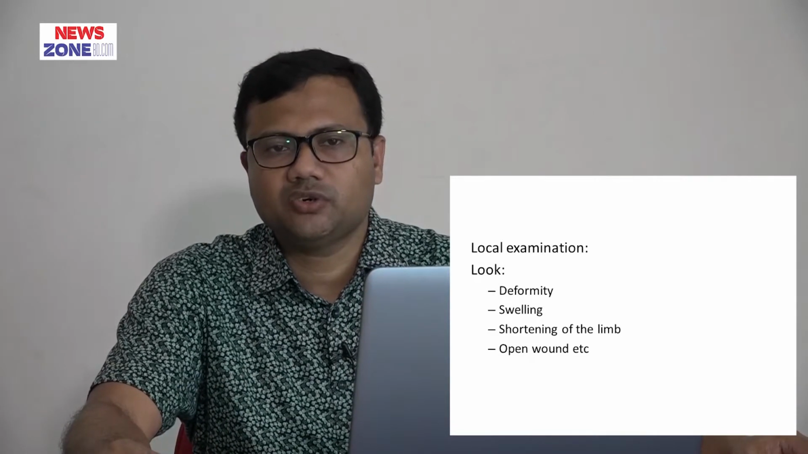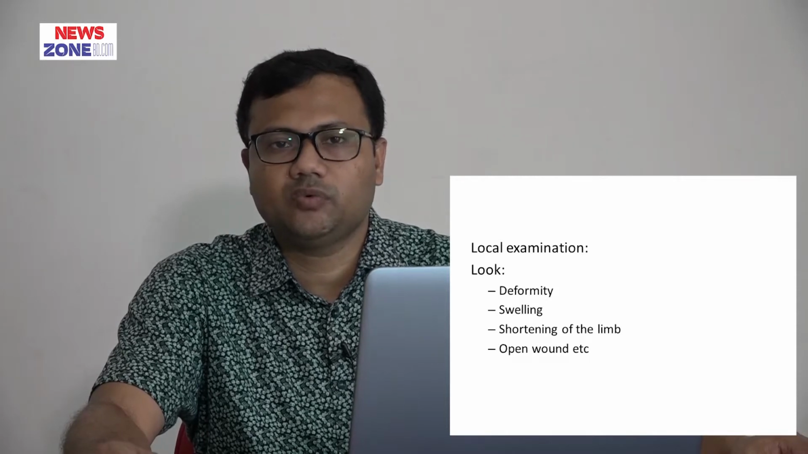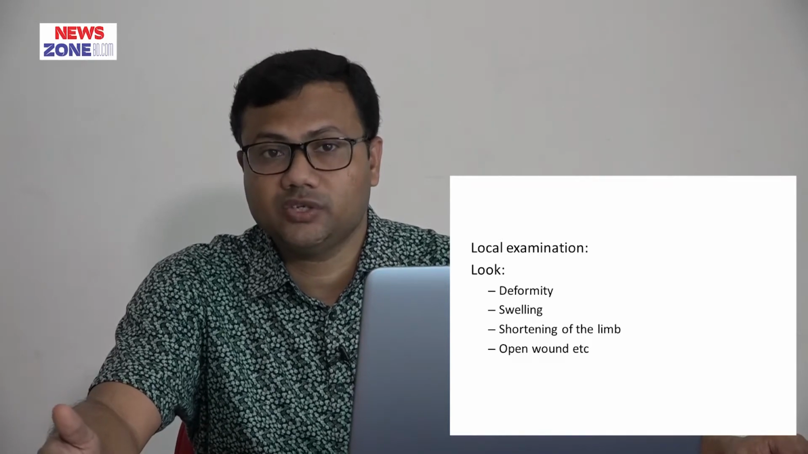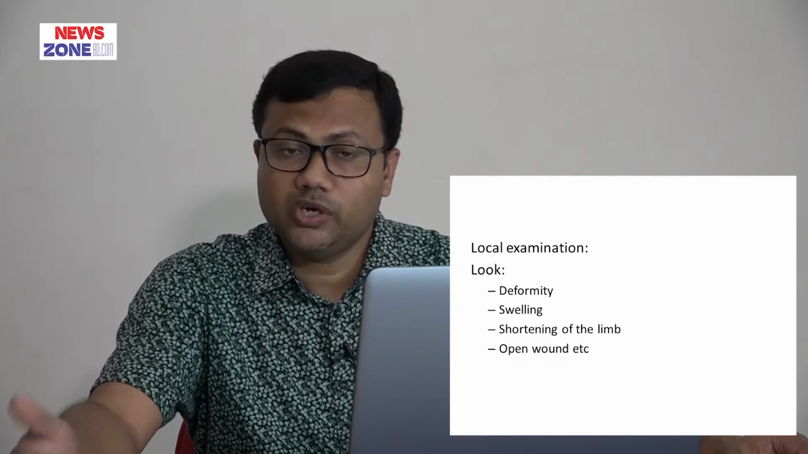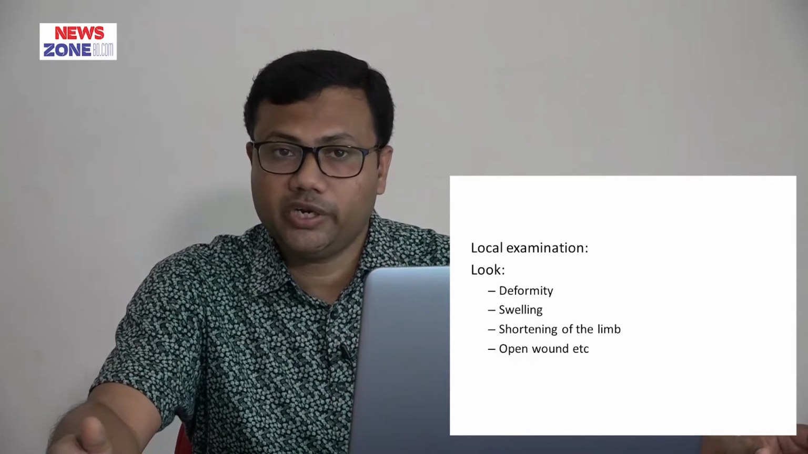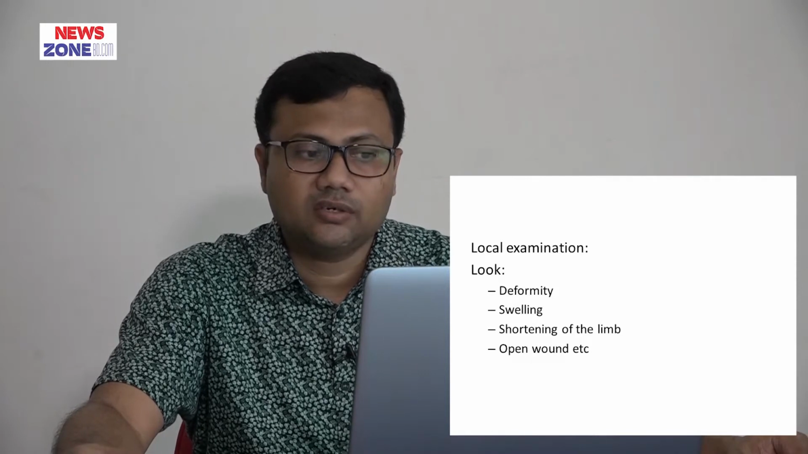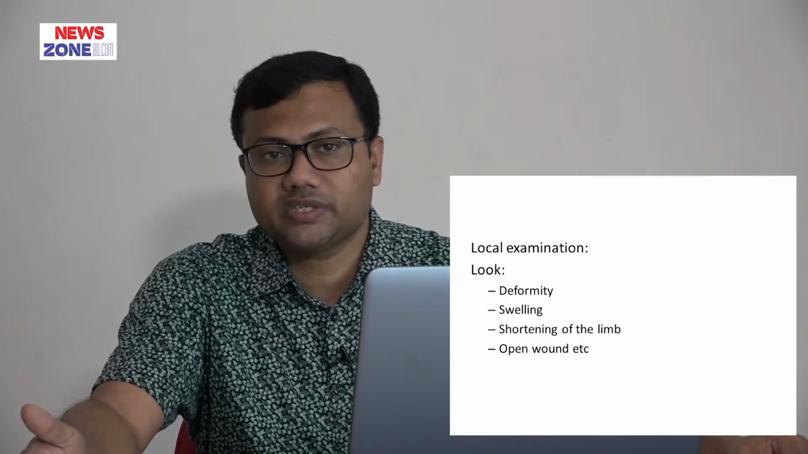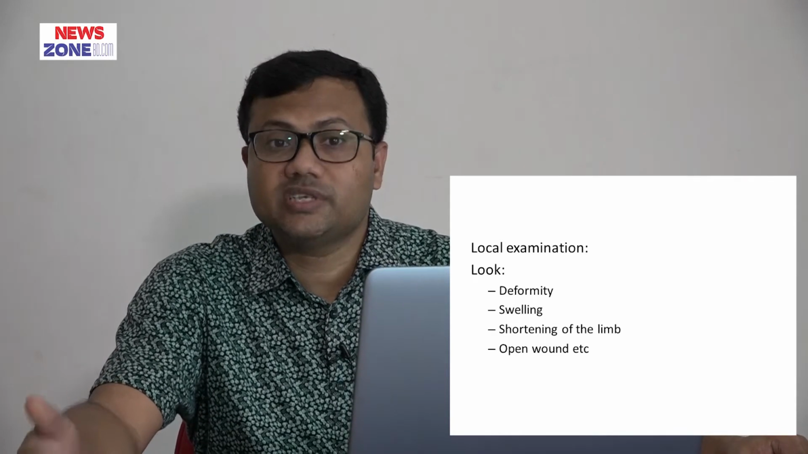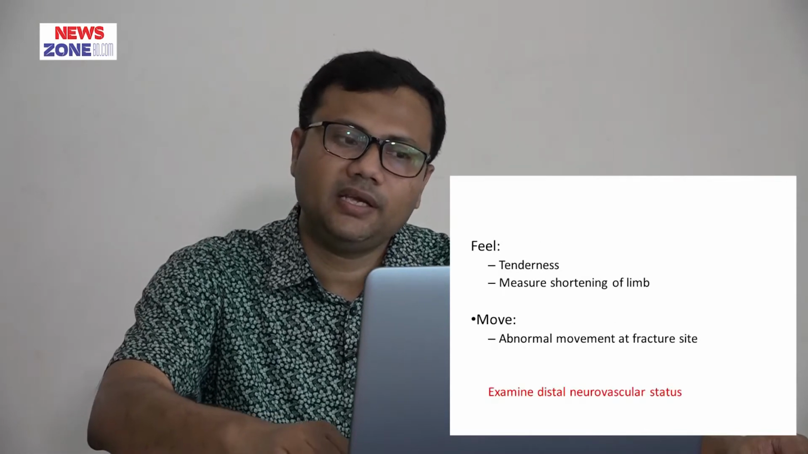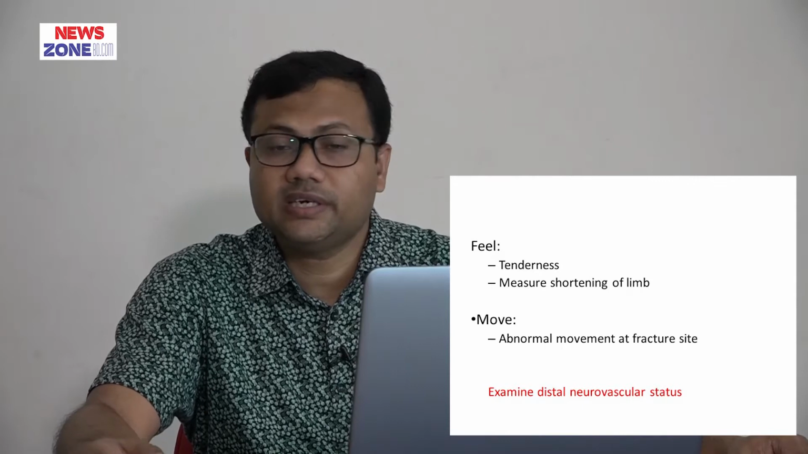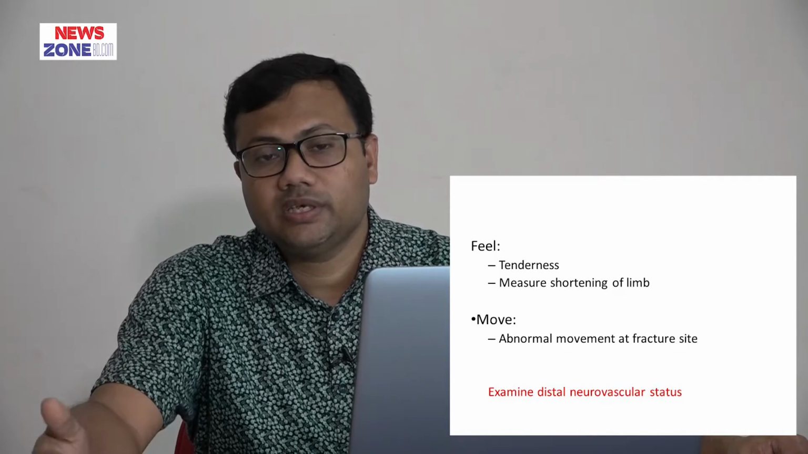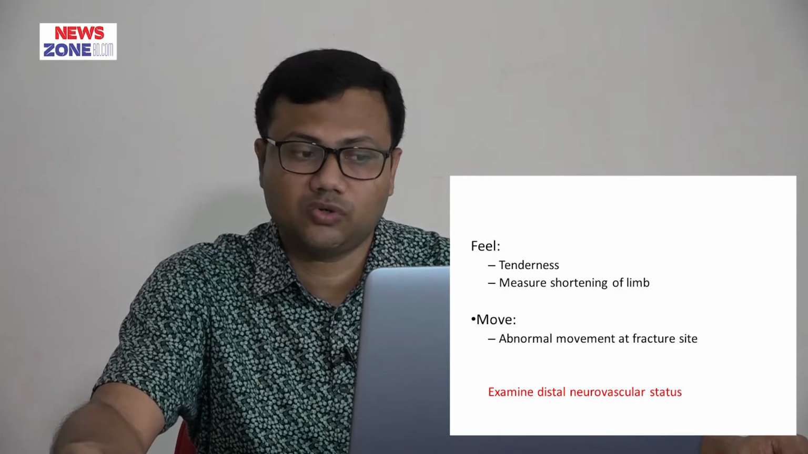In local examination, first of all, in look, what problems we can see: there may be a deformity in the thigh region, there may be some angulation, swelling will be present, there will be shortening of the limb, and we should look whether there is an open wound or not, whether it is an open fracture or closed fracture. And in feel, we can feel the tenderness around the fracture site, and we should measure whether there is a shortening of the limb or not.